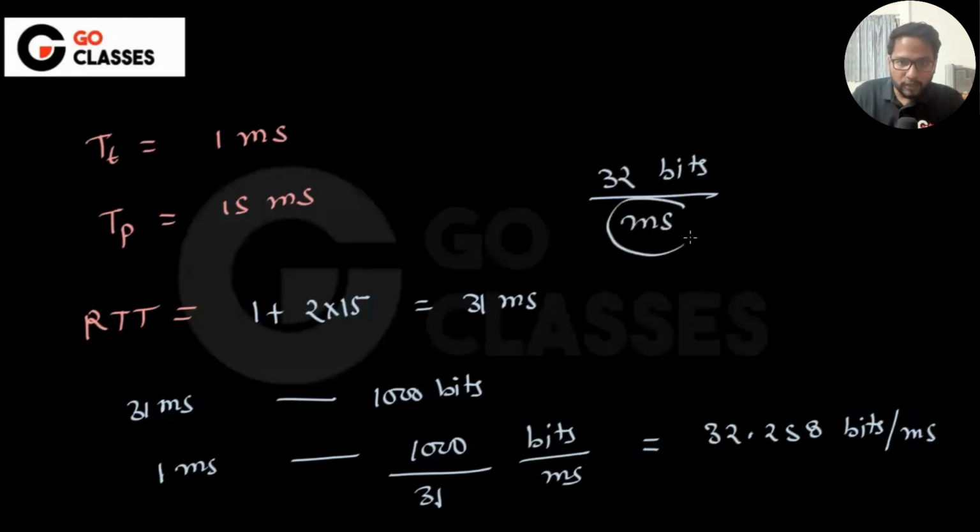Now to convert this millisecond to the second, what do you need to do? This millisecond is in the denominator. To convert the millisecond into second, you need to multiply by 10 to the power minus 3. Right? So which means that ultimately you will be multiplying by 10 to the power 3, right? So I think this is 32 bits.